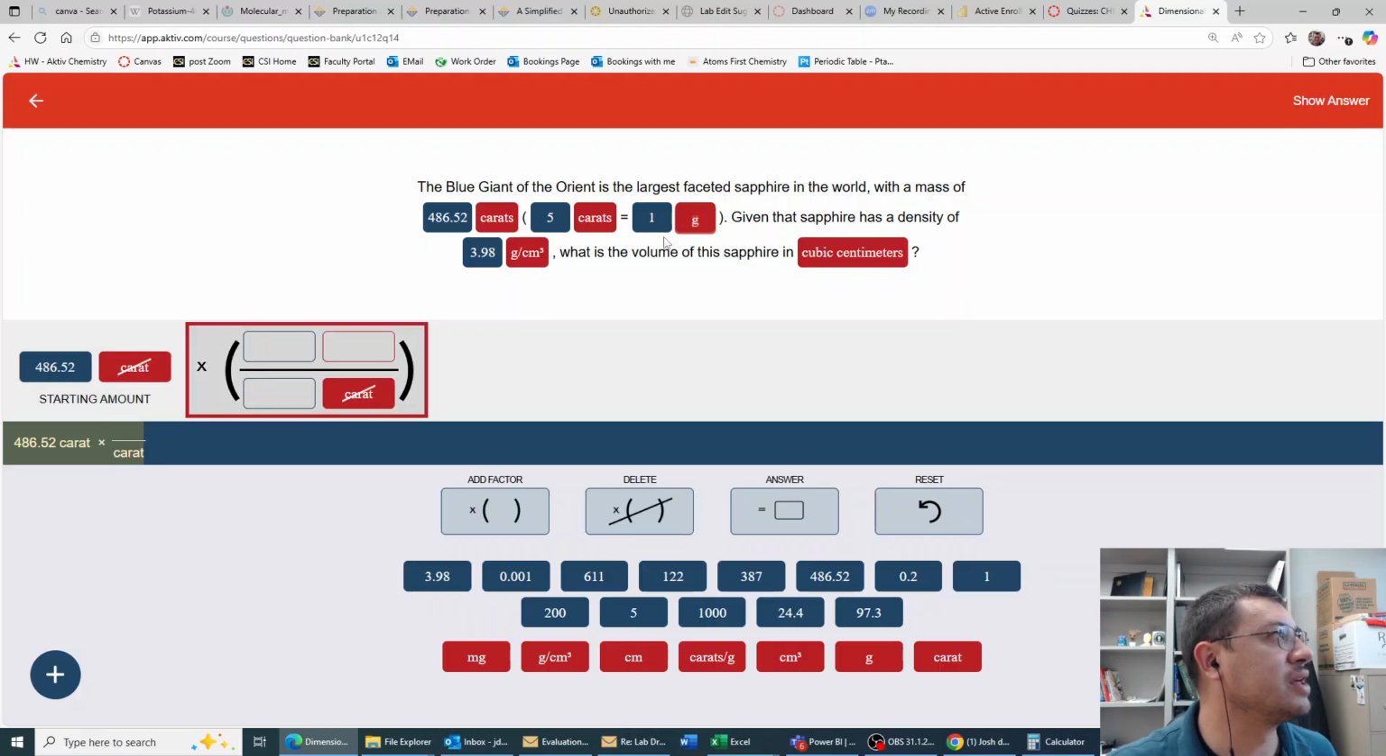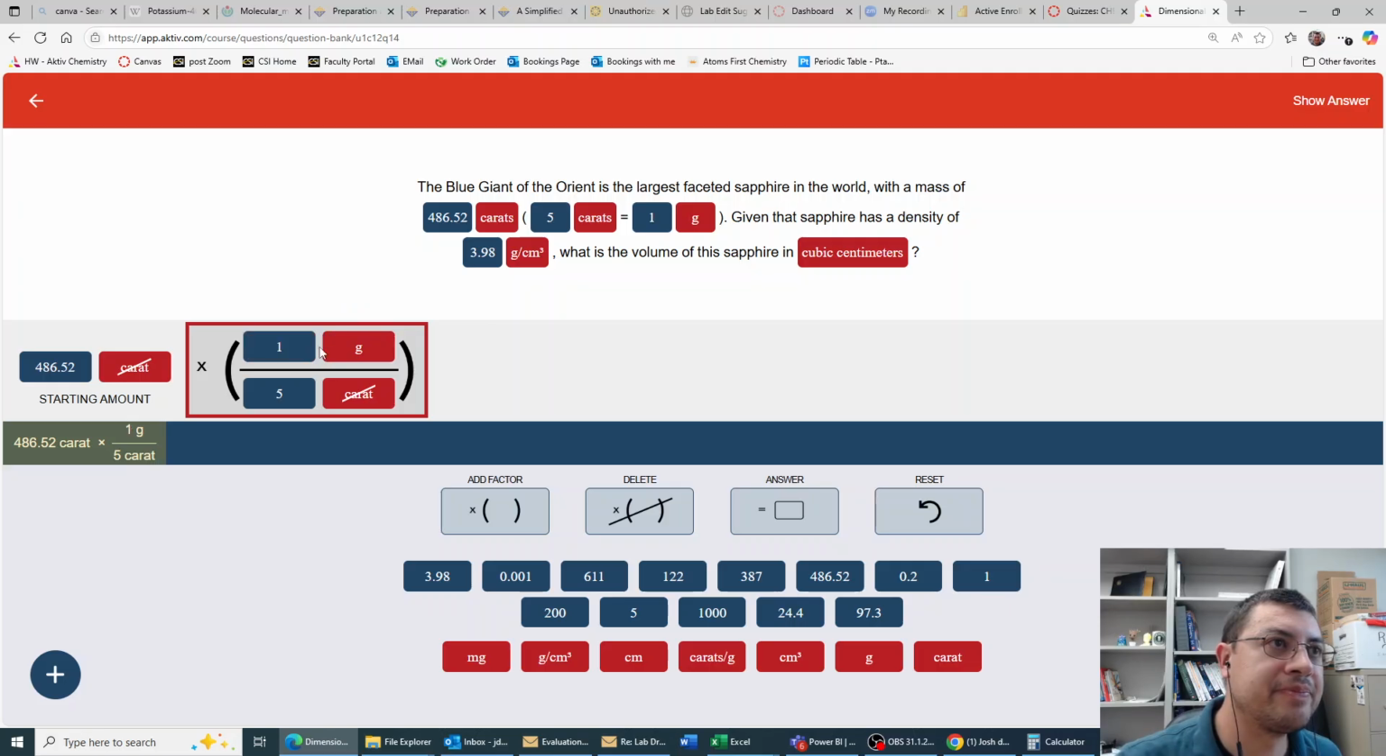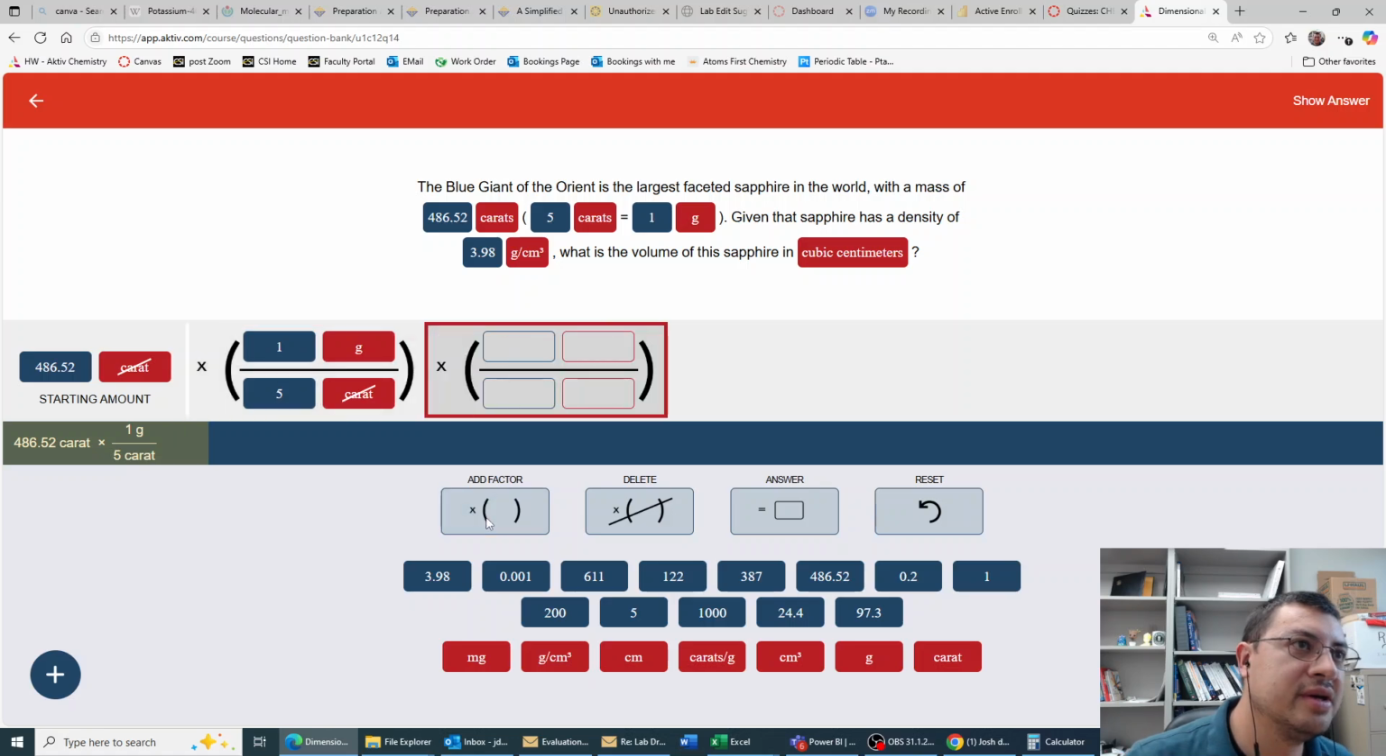So that cancels my carats. I have grams there, and it's 5 carats per 1 gram. Right? Yeah, 5 carats, 1 gram. They're not asking for grams. We need to get the density involved. So grams per cubic centimeter. If I drag this to the bottom here, it's going to put the grams in the bottom and the cubic centimeters at the top.